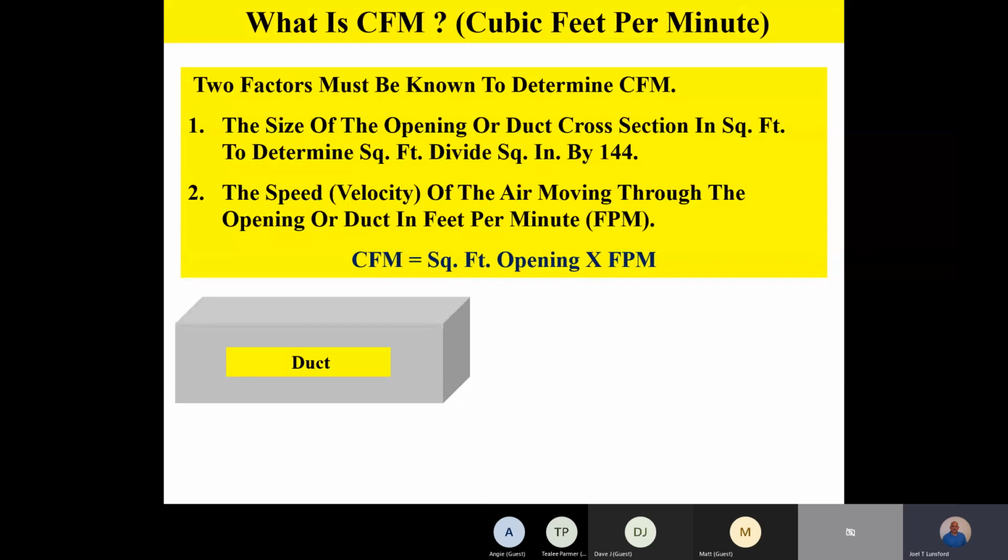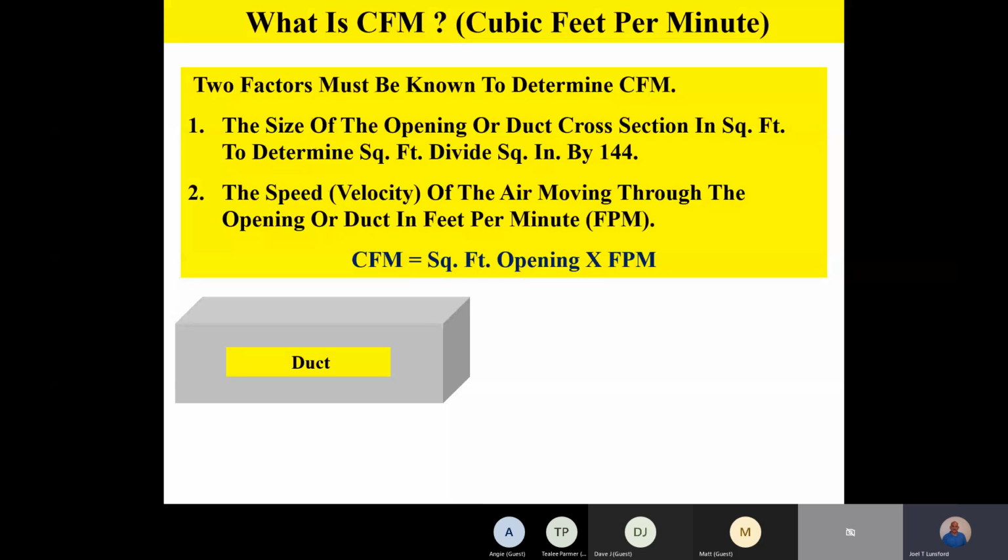So we're going to measure the cross section of that duct or the opening of that duct, and we're going to find it in square inches. Length times width equals square inches. And then we're going to divide by 144 to get square feet. Once we have square feet, we're then going to determine the velocity or the speed of the air, step number 2, that duct in feet per minute.